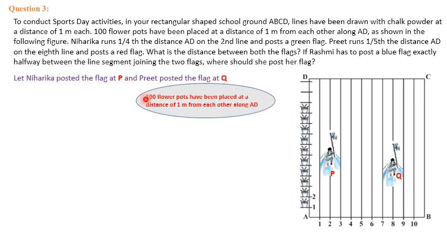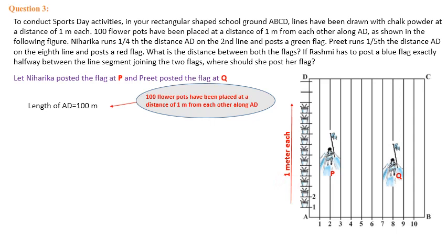Next, the condition given is that 100 flower pots have been placed at a distance of 1 meter from each other along AD. So this is the length of AD, and here 100 pots are kept. The distance between each pot is 1 meter. That is a condition. It means the length of AD is 100 meters, since there are 100 pots in total, and the distance between two consecutive pots is 1 meter. So there are 100 pots, that's why 100 meters is the length of AD. So we will label it in the diagram.